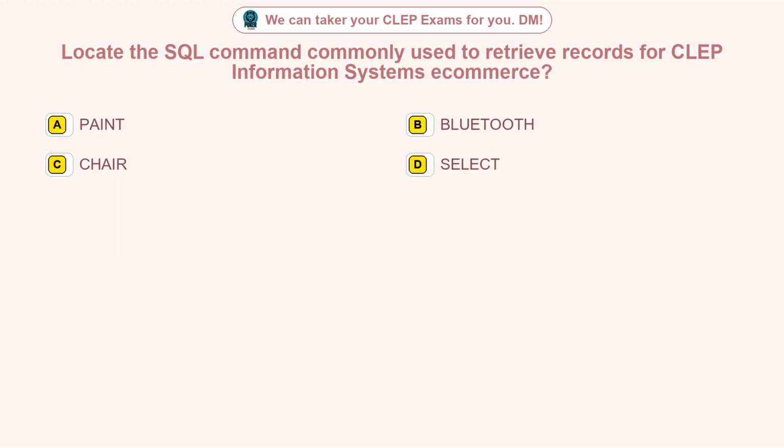Question 81. Locate the SQL command commonly used to retrieve records for CLEP Information Systems Ecommerce. Option A. Paint. Option B. Bluetooth. Option C. Chair. Option D. Select. The correct answer is option D.